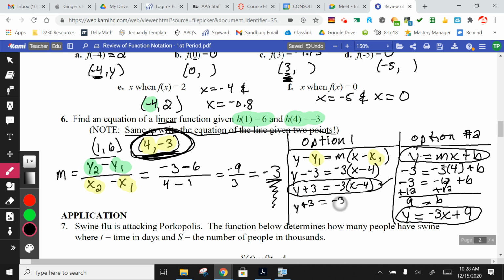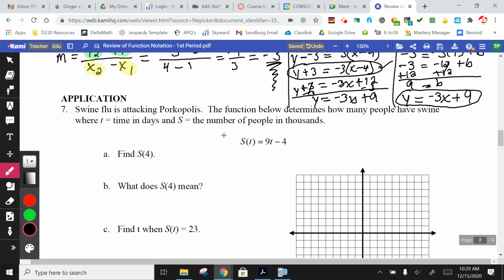If I distribute the -3, -3 times -4 is +12. If I now subtract 3 over, won't this give us y equals -3x plus 9? Don't those now look the same? So they're just different ways of writing it, and you can pick whichever one you prefer. I actually like this one. I feel like this one's less work. Just get your point, get your slope, plug them in, and you're going to be done. But this isn't that hard either.